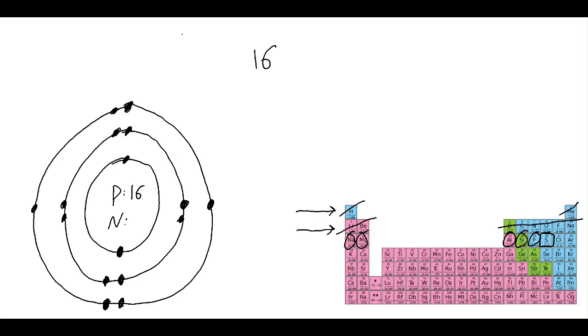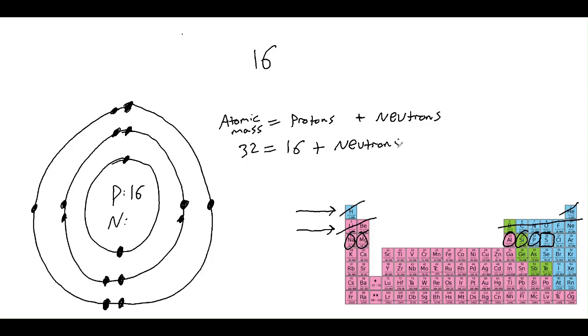And then for the number of neutrons, we need to go back to our previous equation. Atomic mass equals protons plus neutrons. So the atomic mass of sulfur is 32. So 32 equals 16 plus neutrons. And we can see that the number of neutrons must be 16 to make this equation work. So we can say we have 16 neutrons in the sulfur atom.